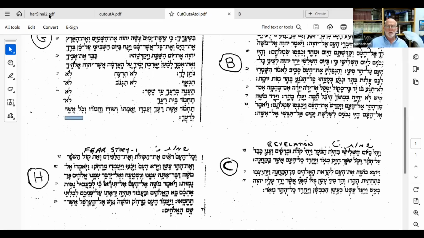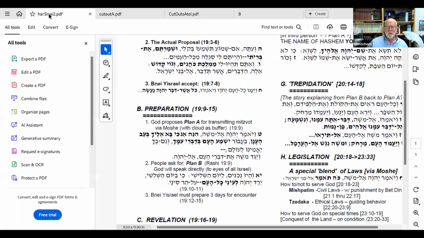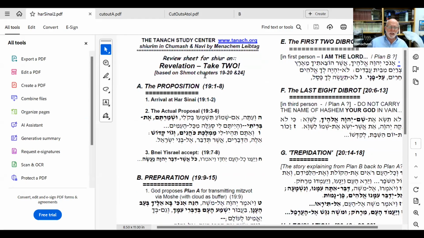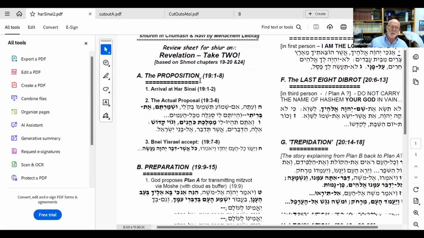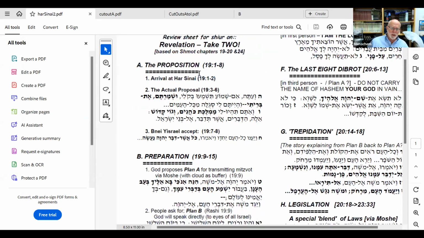Here is a quick summary of all the different units. We've done most of them, except the most important one, or the most confusing one. Here, I call it Revelation Take 2. You'll understand the title later on. So in chapter 19, here are all the verses marked out. Someone asked about the verses. Here we go. This is a nice summary.